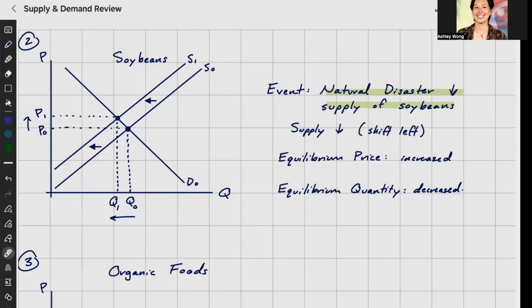And just a reminder, with the supply curve, our shift to the left is representing a decrease because on our x-axis for quantity, smaller quantities are to the left and larger quantities are to the right.